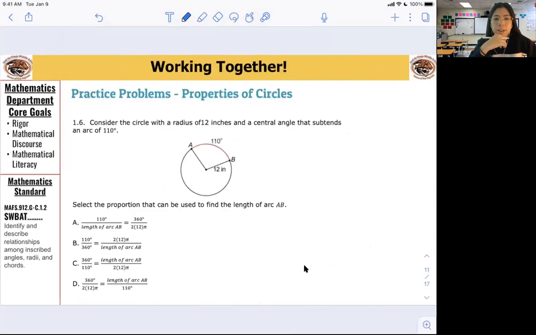Consider the circle with a radius of 12 inches and a central angle that subtends an arc of 110. That just means that the central angle goes out towards that arc. Select the proportion that can be used to find the length of the arc. So we're looking at proportions. We've done this, it was from last week. Pick the one that is going to give you the correct response. 2 minutes.